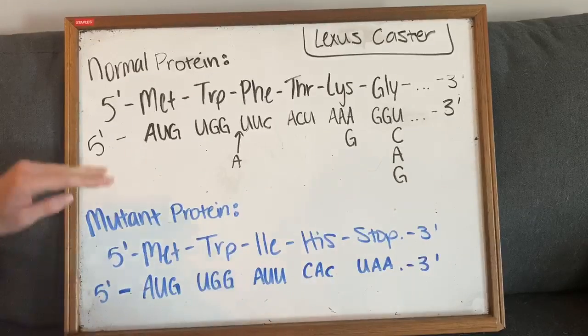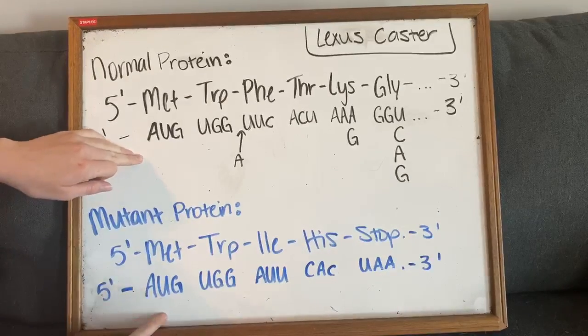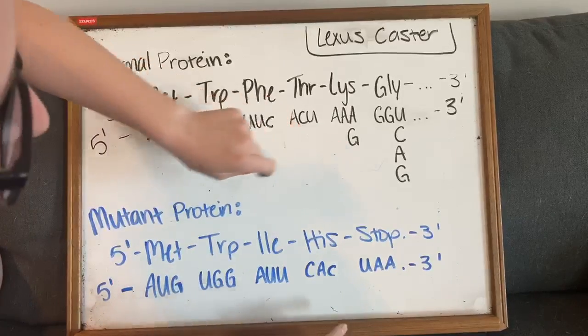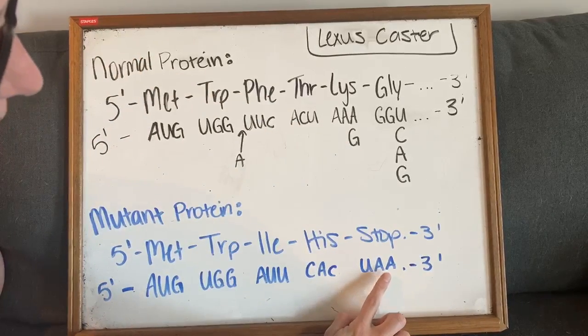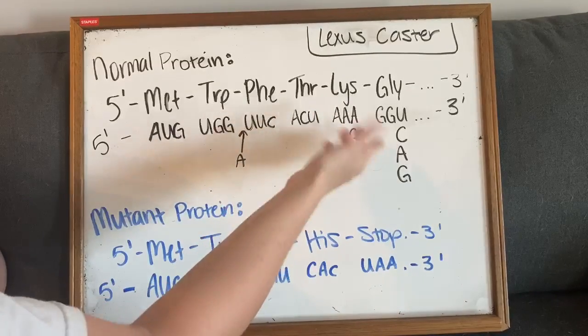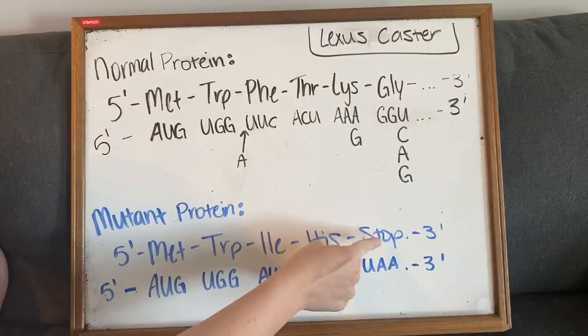So that is how a normal protein can be truncated into a much shorter mutant protein. And this point mutation is going to be a nonsense mutation. Since a previous codon was coding for a normal amino acid, it's going to be changed into a stop codon.